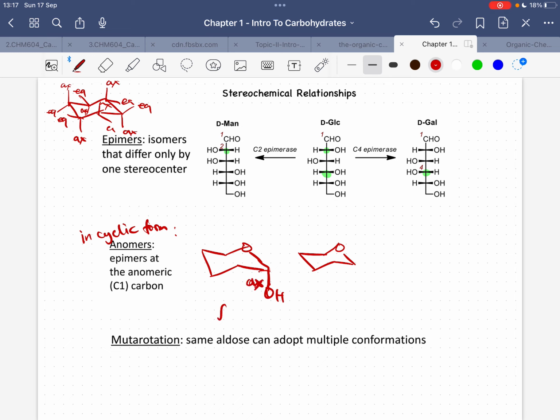axial, it is called the alpha anomer. If the OH is in the equatorial position, it's a beta anomer. By the way, in a cyclic structure, there is what we call the anomeric carbon. And the anomeric carbon is like an acetal. Okay? Remember the acetal or the hemiacetal.